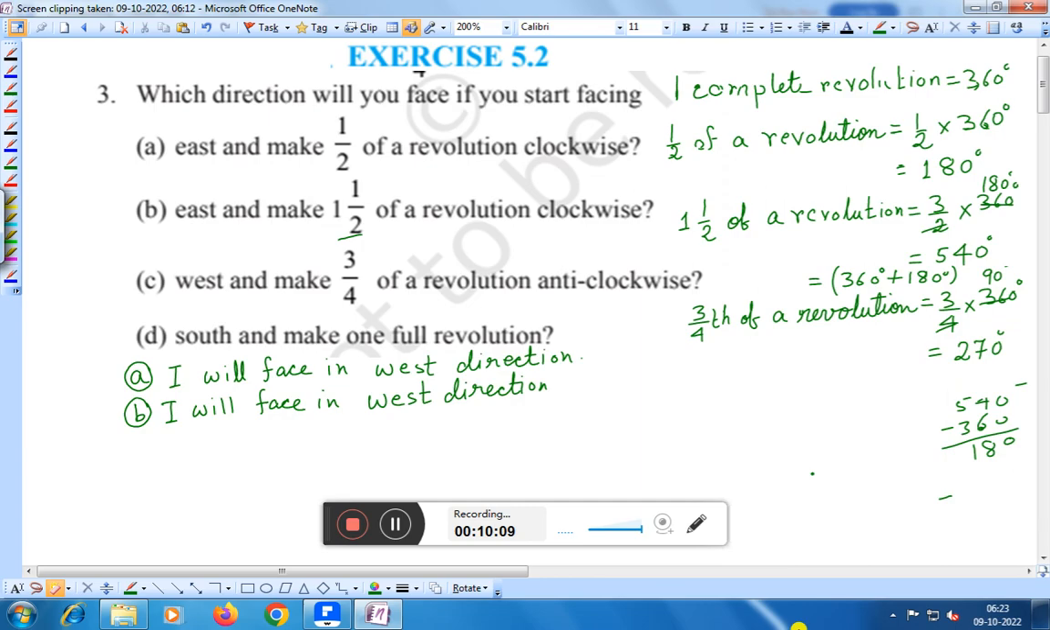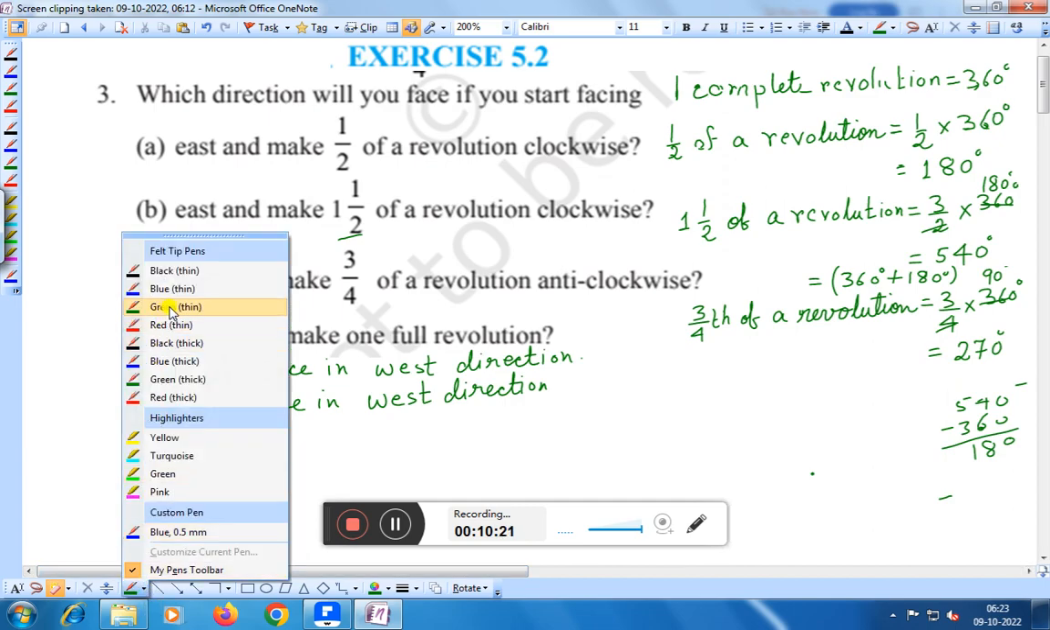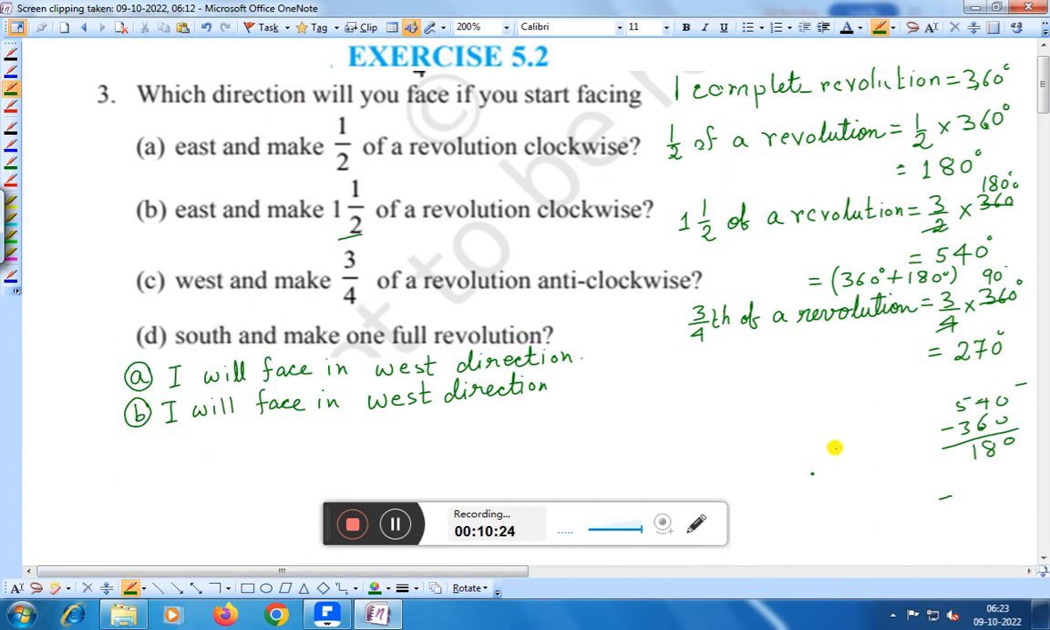Next, I will explain question number C. What is question number C? In which direction will you face if we start facing west and make 3/4 of a revolution anti-clockwise? We are facing west, right? This is west. Here you see, this is the direction of west. You are facing in this direction.